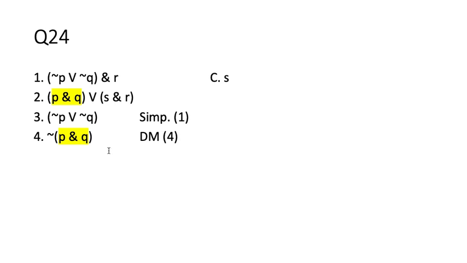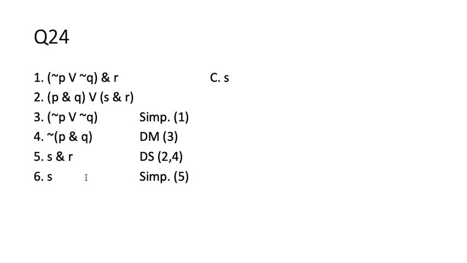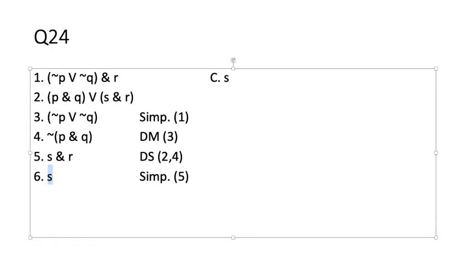Yep, there we go. So I can do disjunctive syllogism on it to get S and R. Disjunctive syllogism 2 and 5 gives me S and R. And lo and behold, my conclusion is just S. So I can do simplification on line 5. Simplification on 5 to get S. That was nice and easy.